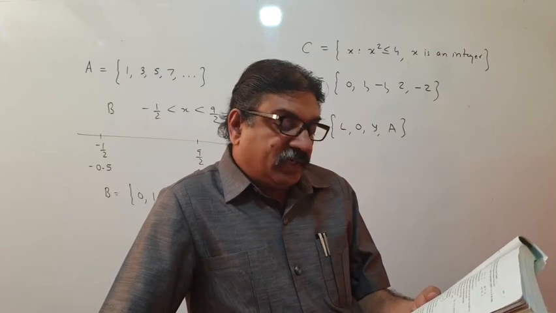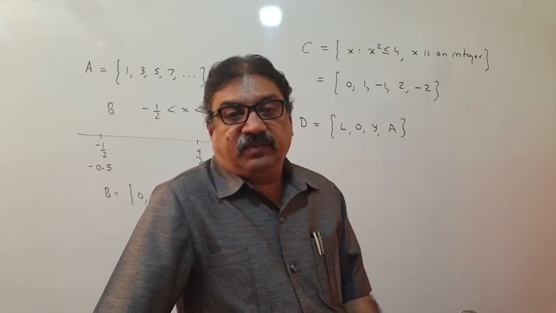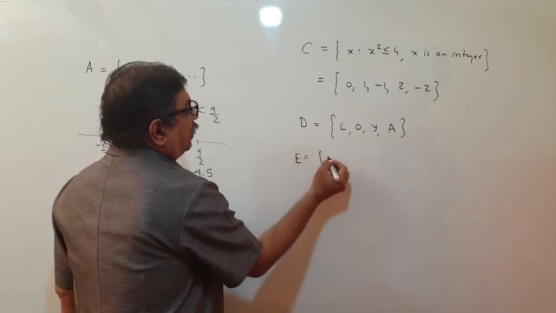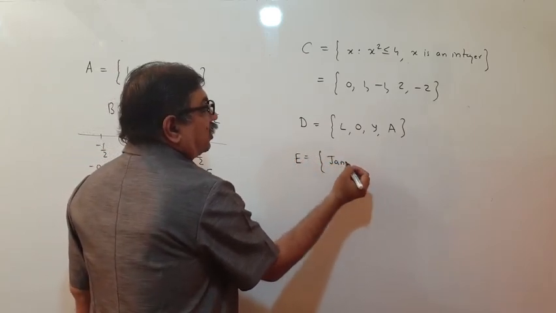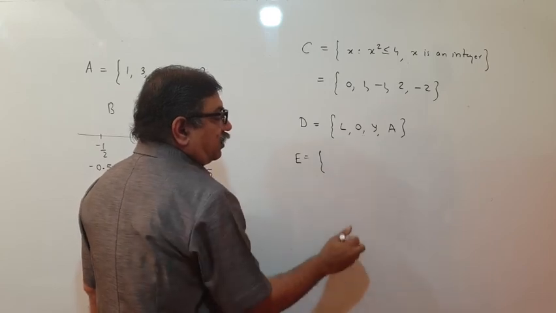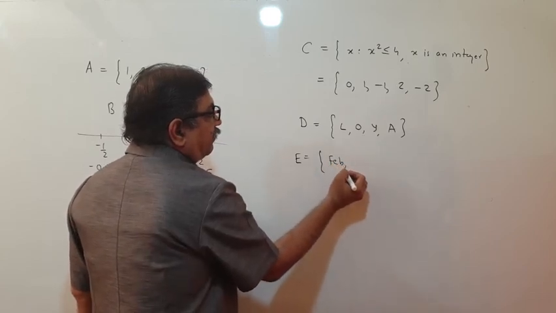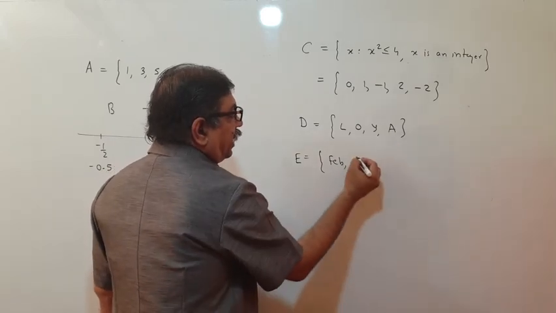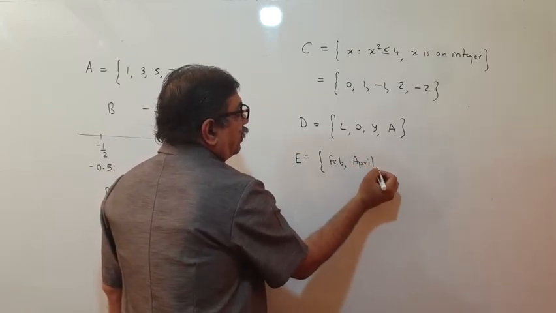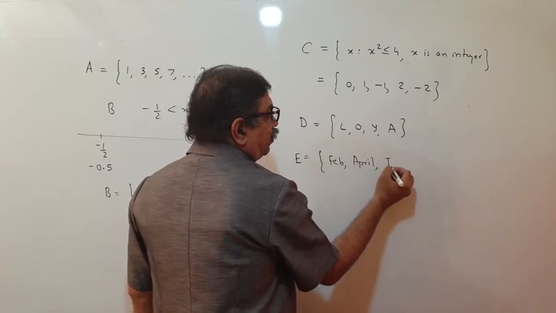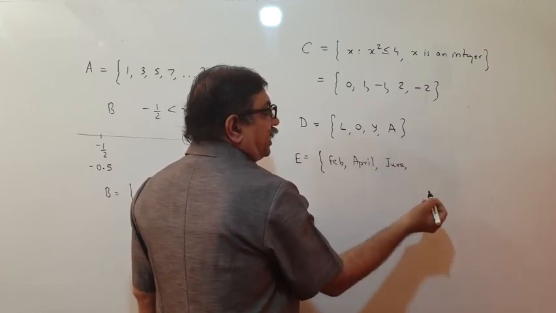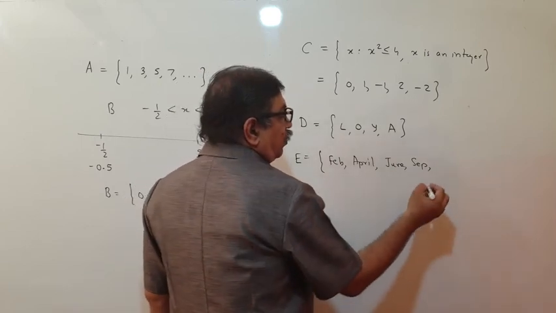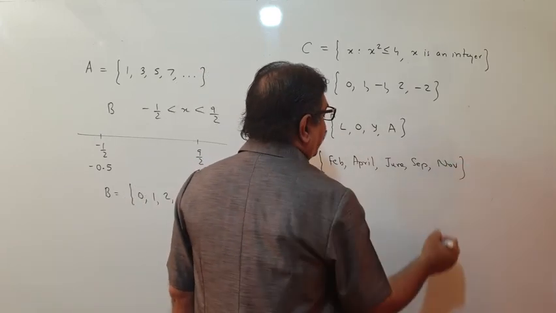X is a month of the year not having 31 days. So not having 31 days means it can be January? This has got 31 days, wrong. February, yes, we can have. March, no, 31 days, this we cannot have. April, yes. May, 31. June, yes. July, no. August, no. September, yes. October, no. November, like this.